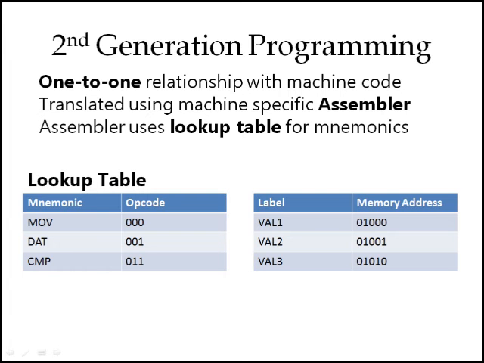Assembly language has a one-to-one relationship with machine code. For every OP code, there is a mnemonic. For every label, there is an operand. It is translated using an assembler, a small piece of software specific to the make of the machine. Mnemonics are stored in a lookup table, and the memory address is allocated to each label.